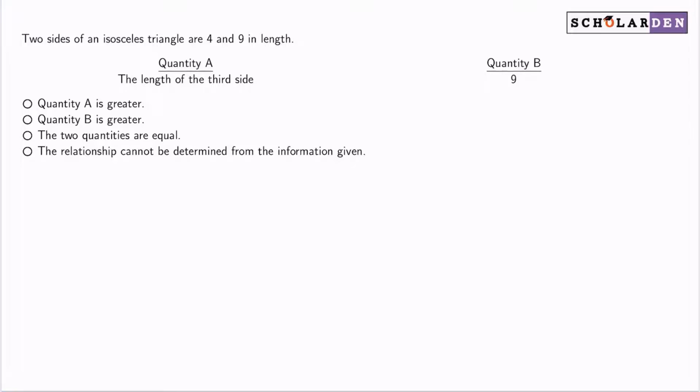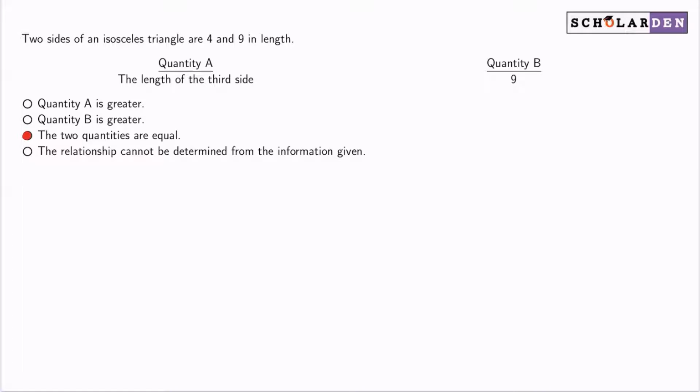Hey everyone, two sides of an isosceles triangle are 4 and 9 in length. We're going to compare quantitatively A and B. Whether one is greater than the other, they're equal, or we just can't determine the relationship. In this question, the answer is the two quantities are equal.